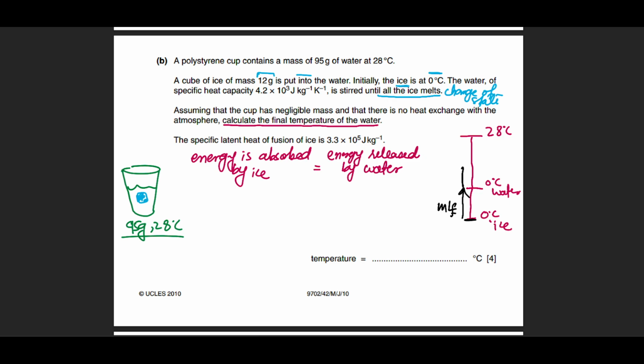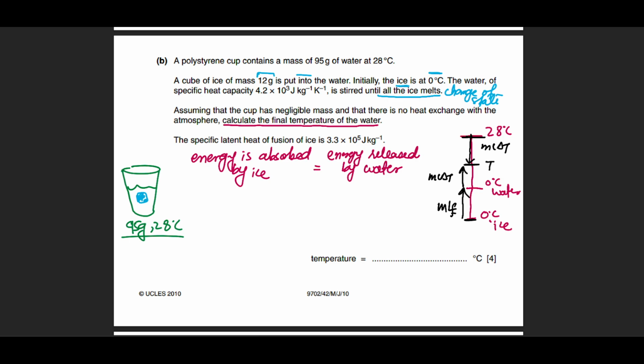And then again, it keeps on rising till it settles down to a temperature T somewhere in the middle between 0 and 28. Okay. And then the water that is at 28 degrees centigrade also falls down to a common temperature of T, which is our target, which is what we want to find out. Okay. So we'll have mc delta T for ice and mc delta T for water.